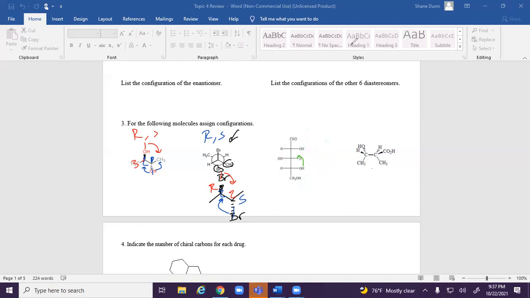Why? This carbon right here is double bonded to an oxygen. Since it is double bonded to an oxygen, you assume it has two bonds to an oxygen, which makes it much heavier than the other one. One, two, three, four. The S, now the R. S, R. Okay. One, two. Should be R, but it's S.